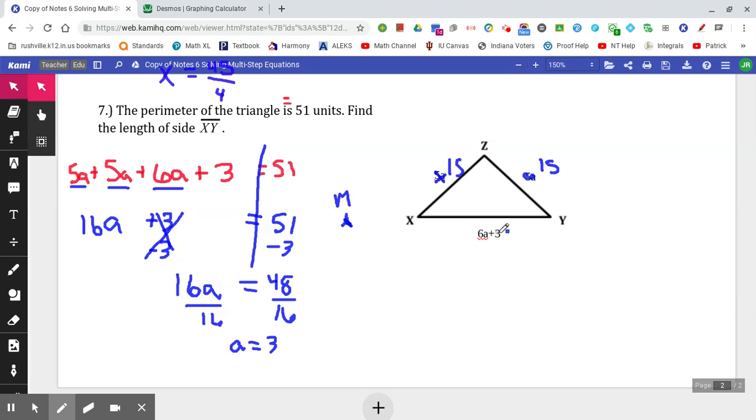We're not solving an equation. We're not working backwards. So we're going to do 6 times 3 first. So 6 times 3 is 18 plus 3 more. This would give us 21. So to double check, we add these numbers up. So 15 plus 15 makes 30, plus 21 more is in fact 51, which is the perimeter.